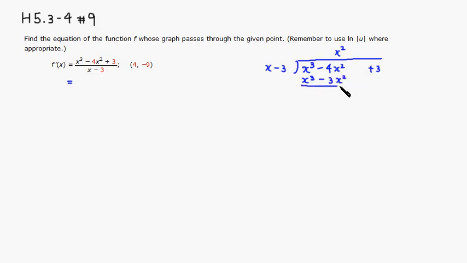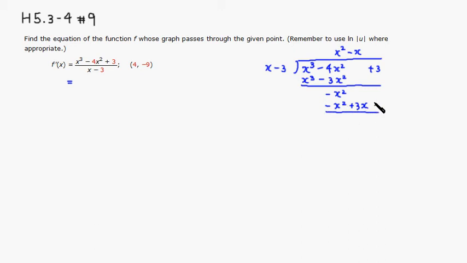Then go through a subtraction. x cubed minus x cubed is 0. Negative 4x squared minus negative 3x squared would be negative x squared. Bring 0 down. How many x's can we squeeze into negative x squared? That will be negative x. So it's going to be negative x squared, and negative x times negative 3 is positive 3x.